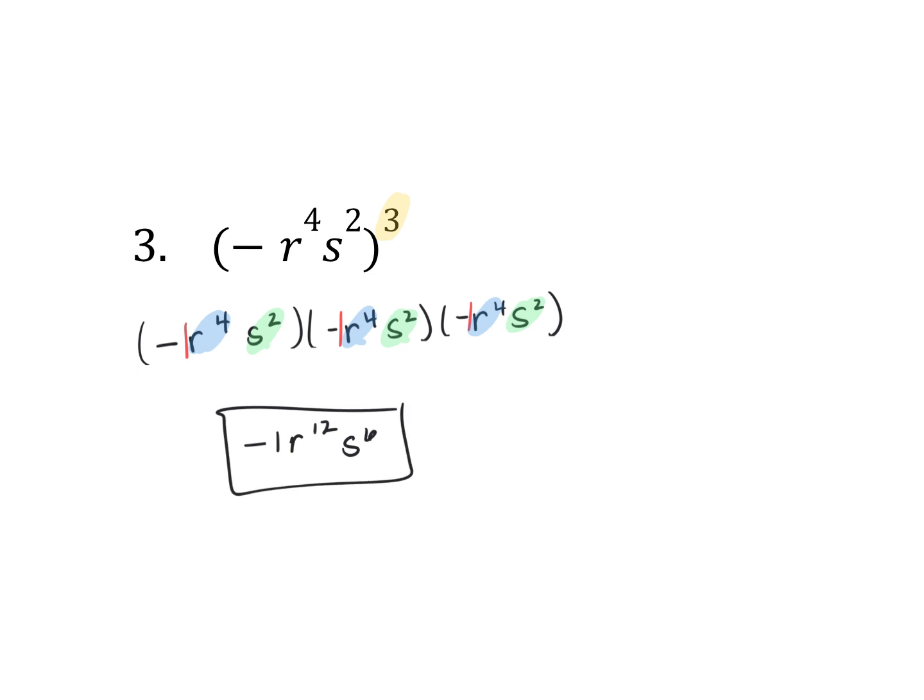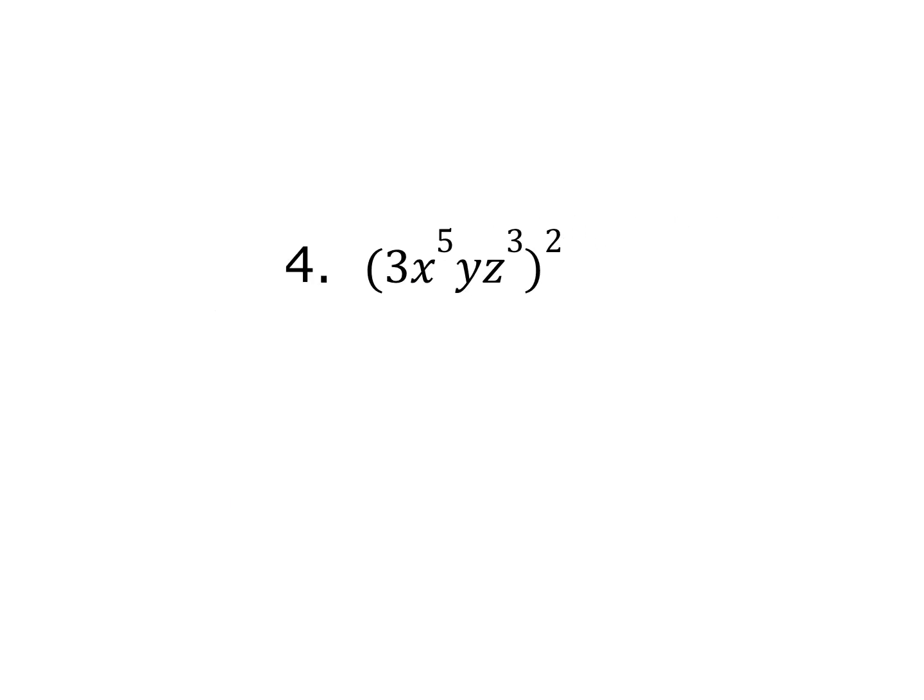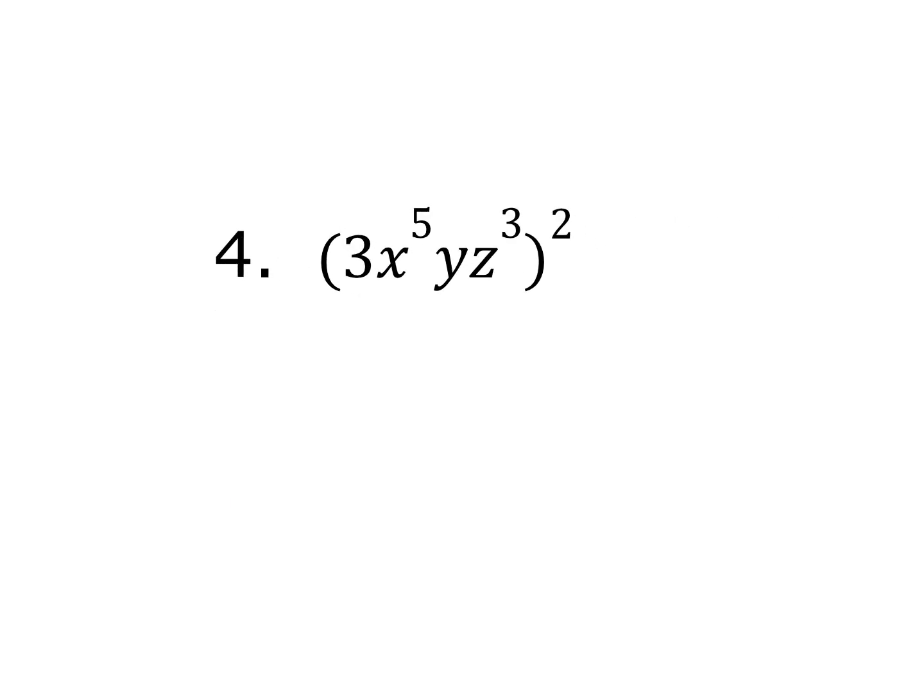Okay, let's look at number 4. Again, I have this power of 2 on the outside. That means everything on the inside, I'm going to write 2 times. So I'm going to have 3x to the 5th, y, and then z to the 3rd. And then one more time, 3x to the 5th, y, z to the 3rd.